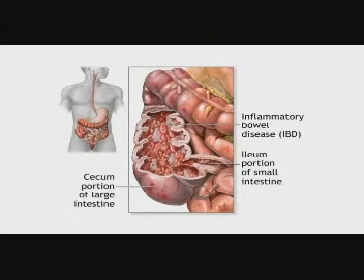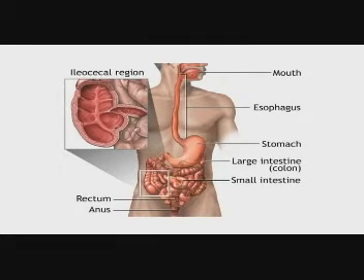Now, let's turn our attention to inflammatory bowel disease. IBD is a chronic inflammatory disorder of the intestinal tract that is characterized by remissions and exacerbations. There are two forms of IBD, Crohn's disease and ulcerative colitis. Crohn's disease, or regional enteritis, is characterized by chronic recurrent inflammation of the mucosa of any segment of the bowel, but primarily the terminal ileum.